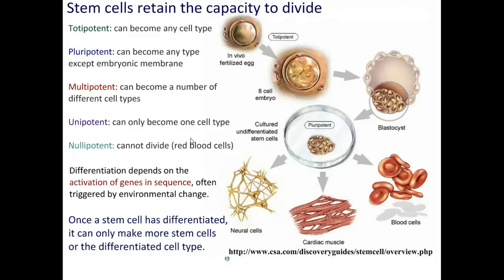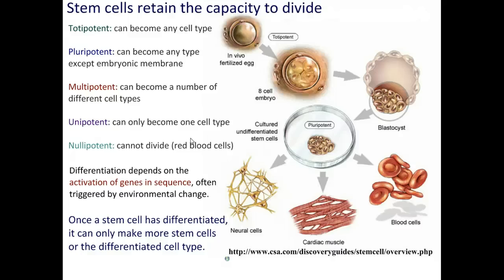And the idea that cells can become different kinds of cells is differentiation or cell specialization that I've alluded to before. So differentiation depends on the activation of genes in sequence, often triggered by environmental changes. So if we change the environment, we can change what kind of cells these stem cells become, which is an interesting idea. But as you know, embryonic stem cell research is controversial in our larger society because of what that means coming from an embryo.